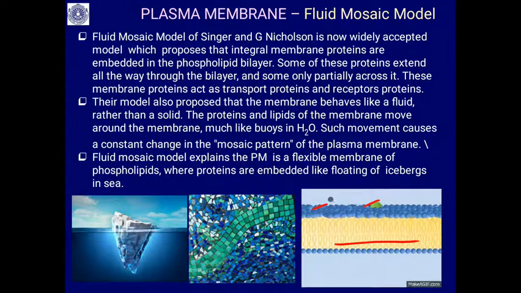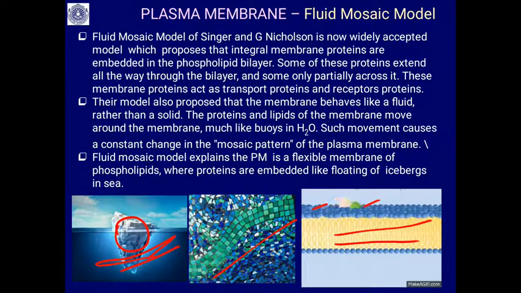This is compared with something like a floating iceberg. The fluid mosaic model explains the plasma membrane is a flexible membrane of phospholipids where proteins are embedded like a floating iceberg. You will find this is the water and this is a floating iceberg. Depending on the water waves, it keeps on moving in the sea. Similar is the comparison with respect to the plasma membrane or any other biological membrane. So, this is what you can see, the mosaic pattern.